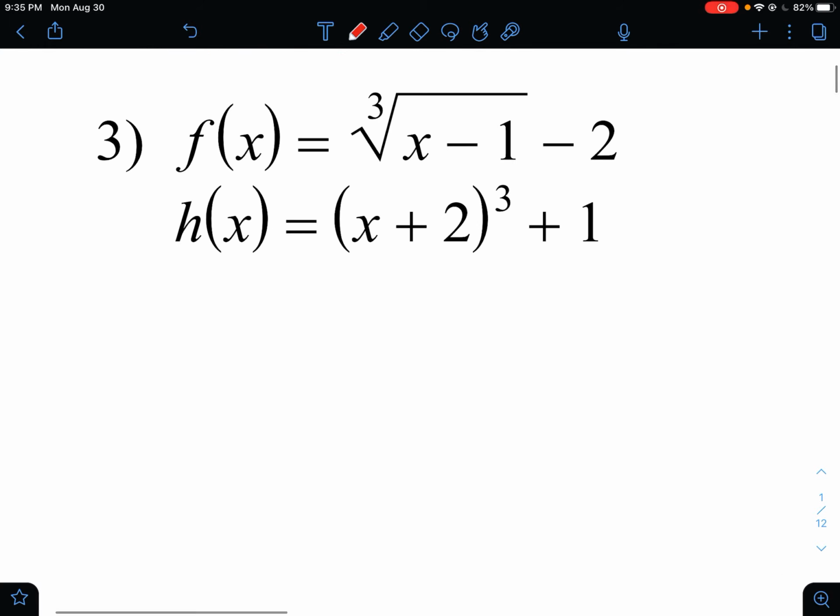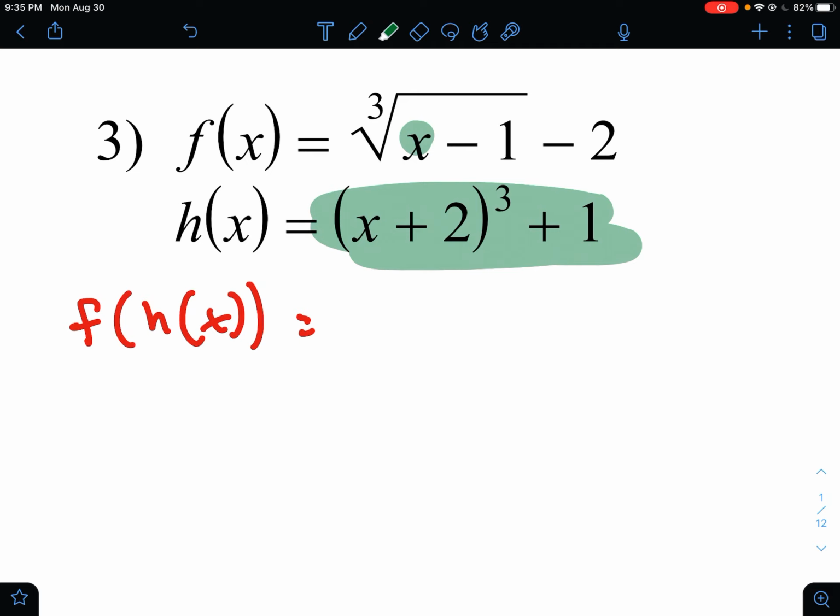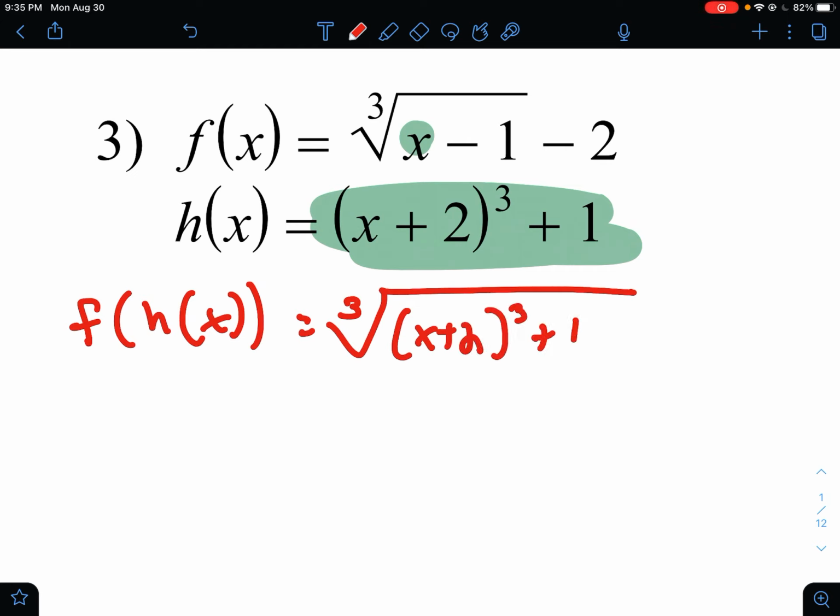All right, so now let's try number 3. We're going to do f of h of x. So I'm going to go ahead and take h of x and plug it in to f of x. So I get the cube root of x plus 2 cubed plus 1. And then on the inside of this radical, I have a minus 1. And then on the outside, I have a minus 2.